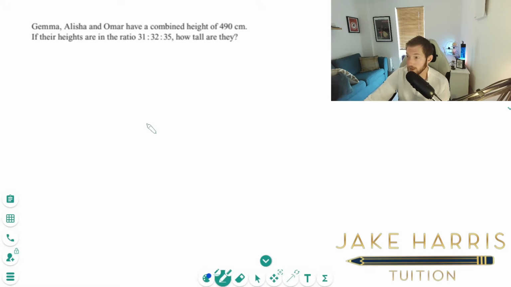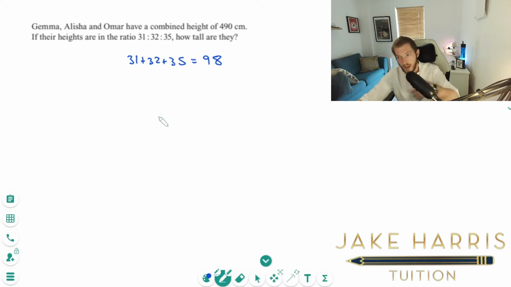So let's try the new way. How we're going to approach this is add up 31 and 32 and 35. So add up all of the parts of the ratio, and that's equivalent to adding up all of the boxes that we would have drawn if we'd done the box method. And if we do that here, we get 98.